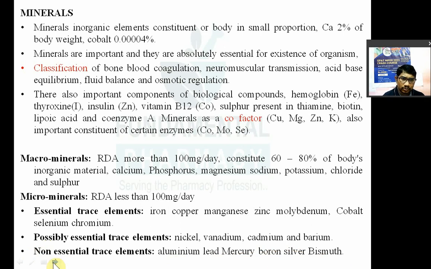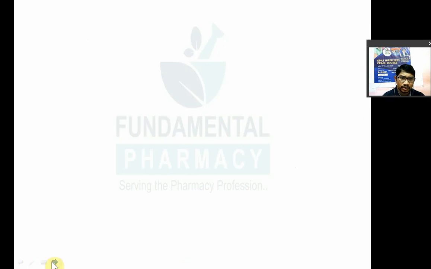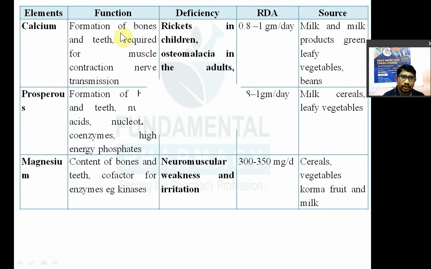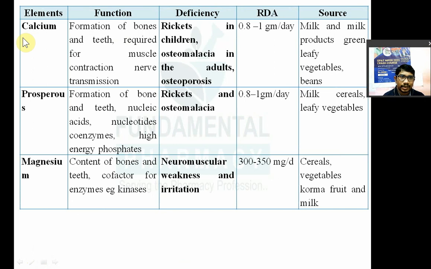Minerals. So we'll see individual minerals and their role. First is the element calcium. What is the role of calcium in your body? Obviously it is required for bone formation, teeth formation, and muscle contraction. If the calcium level in your body goes down, what happens in your muscle? Fatigue. So muscle contraction will not happen. It is required for nerve transmission, muscle contraction, teeth formation, bone formation.